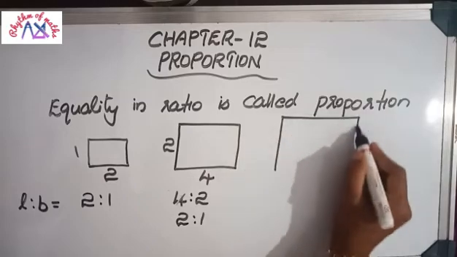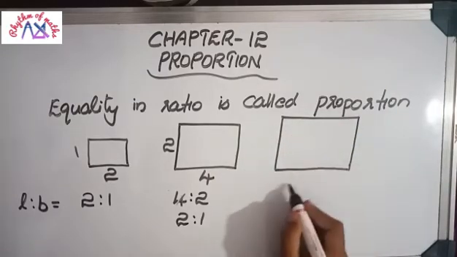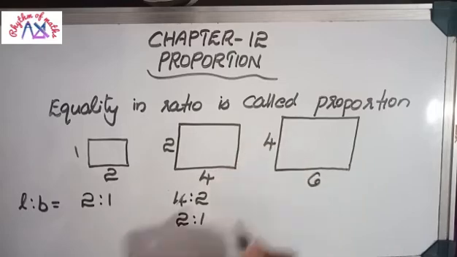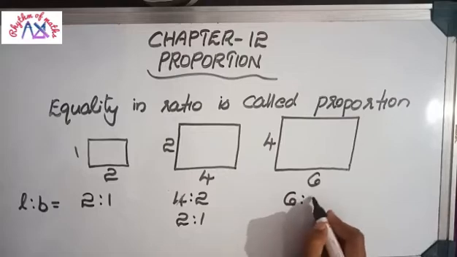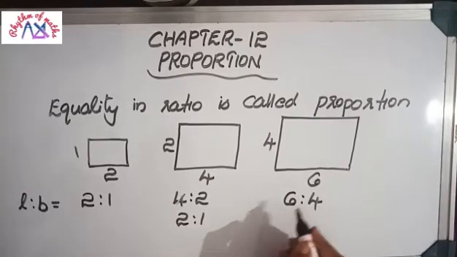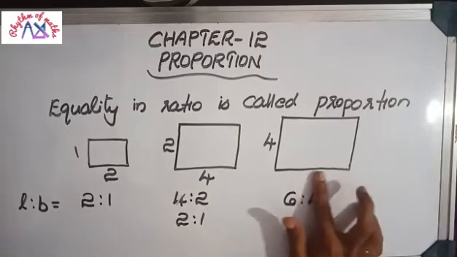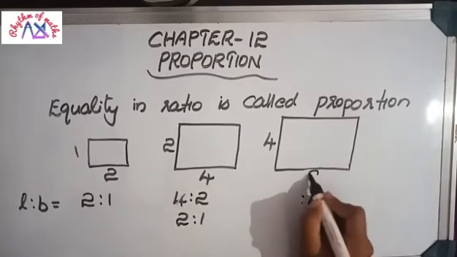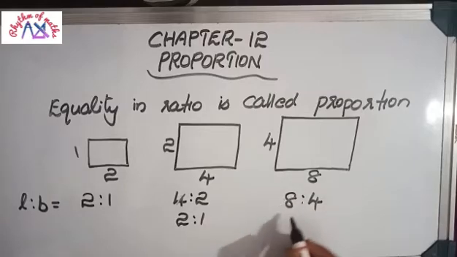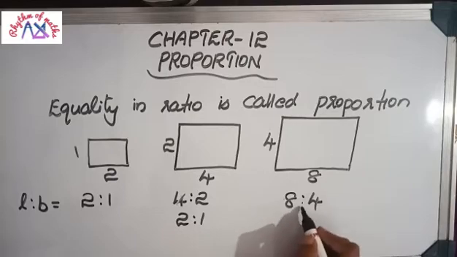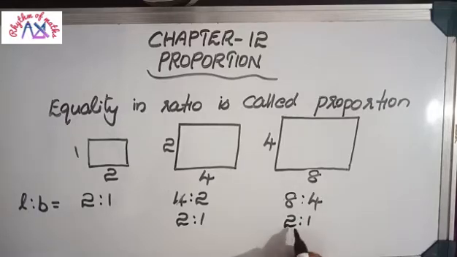Suppose we have another rectangle like this. Here it is 6, then 4. Length is 6 centimeter, breadth is 4 centimeter. So ratio will be 6 is to 4. Okay, suppose length is 8 and breadth is 4. So the ratio becomes 8 is to 4. Then what is the simplified form of 8 is to 4? Both are multiples of 4. In 8, total two 4s are there. In 4 only one 4. So again we got the ratio 2 is to 1. Here 2 is to 1, here also 2 is to 1.